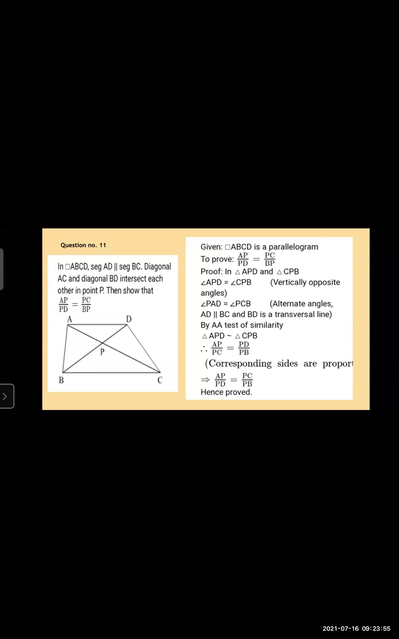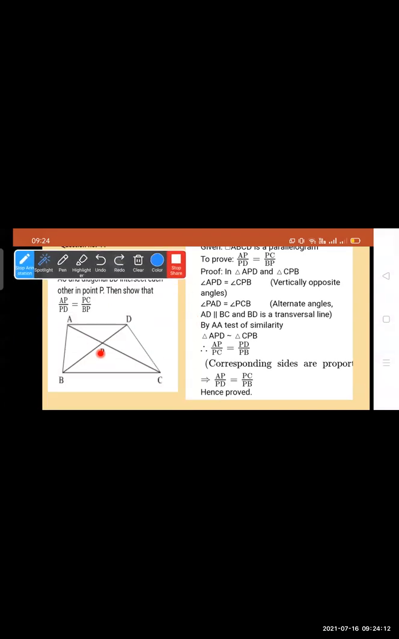For this proof, we take two triangles. I already told you, for such type of question like a quadrilateral, always consider upper and lower, means vertically opposite triangles. So here we consider upper APD and lower CPB. Okay. So here we consider APD and CPB. Now, first you show these two triangles are similar.